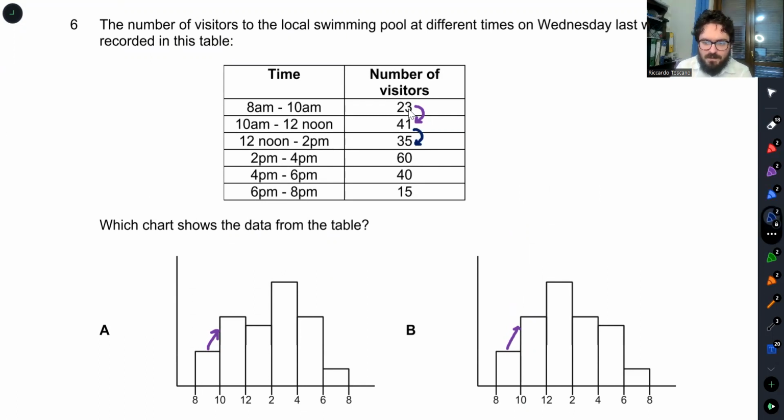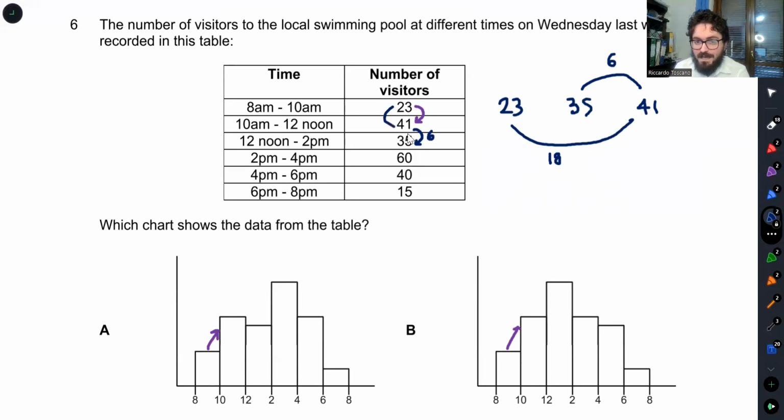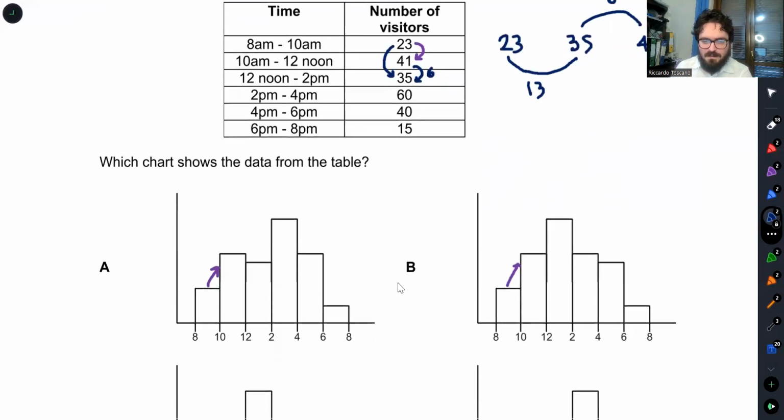It is way more than the first one. First one is 23. Third one is 35. Second one was 31. Here, the difference is only 6. So this one is only 6 less than the second one, but it is, no, it's not 18 more. The third one is 13 more with respect to the first one. This one might be acceptable.